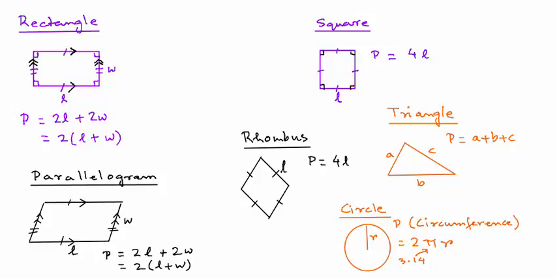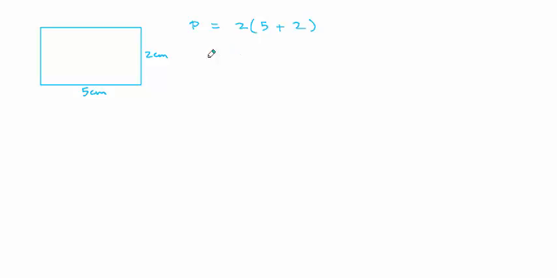Let's try out a few problems now. Let's say we have a rectangle whose length is given as 5 centimeters and width is given as 2 centimeters. Can we find the perimeter of this rectangle? Well, the perimeter of a rectangle is nothing but 2 times the sum of its length and width. So we have 2 times (5 plus 2), which is nothing but 2 times 7, which is 14. And the unit is the same as the length of each side of the rectangle, centimeters, because you're pretty much adding up the lengths to find the perimeter.